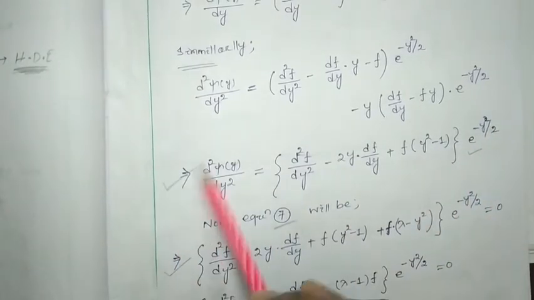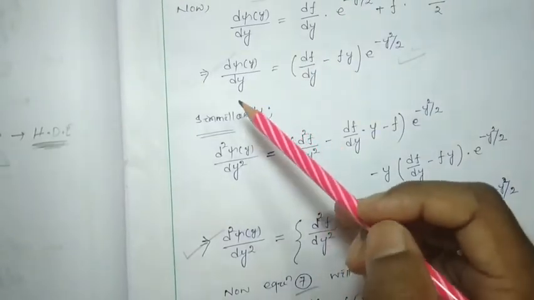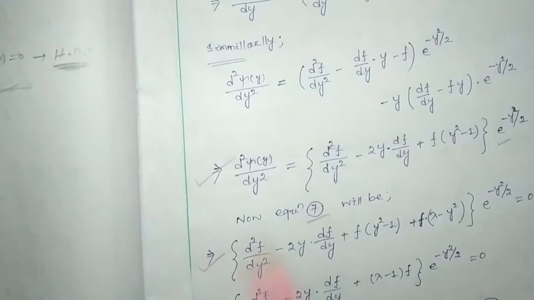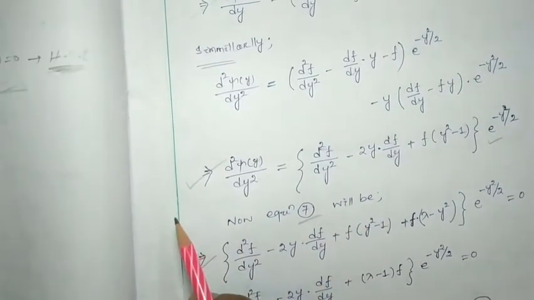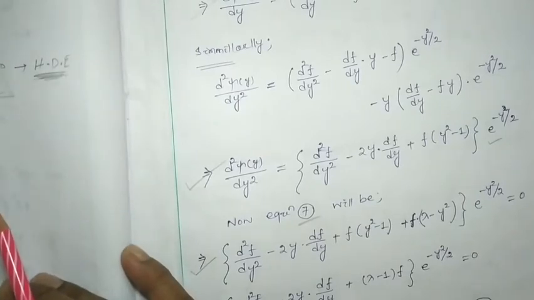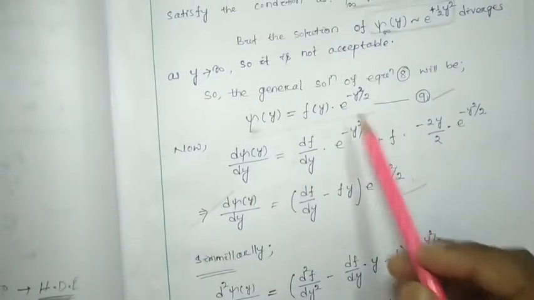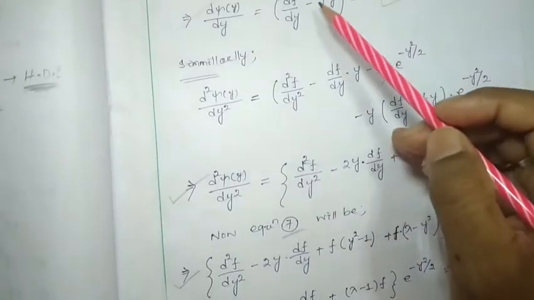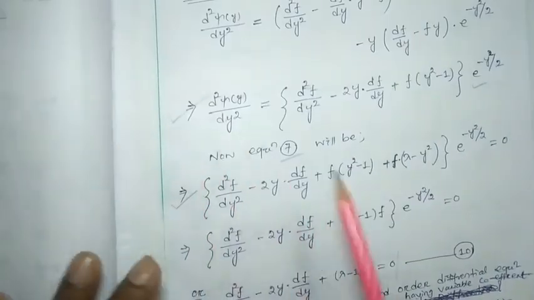So this is the second derivative and this is the first derivative. Now we are going to put this value and this value in equation number 7, because I told you that equation number 8 we found from equation number 7 by considering the asymptotic behavior. So as this is the solution of equation number 8, this will also be the solution of equation number 7. So these two values, the first derivative and second derivative, we are going to put in equation number 7. Carefully watch.